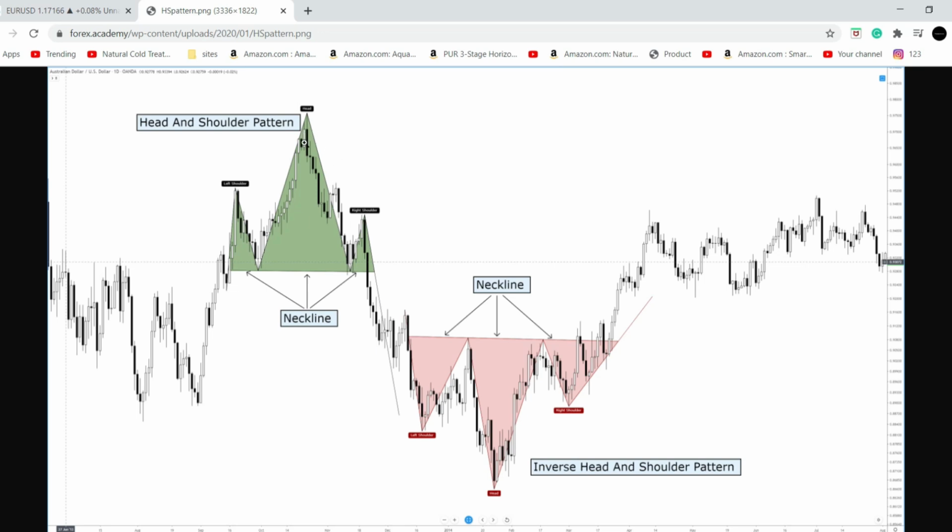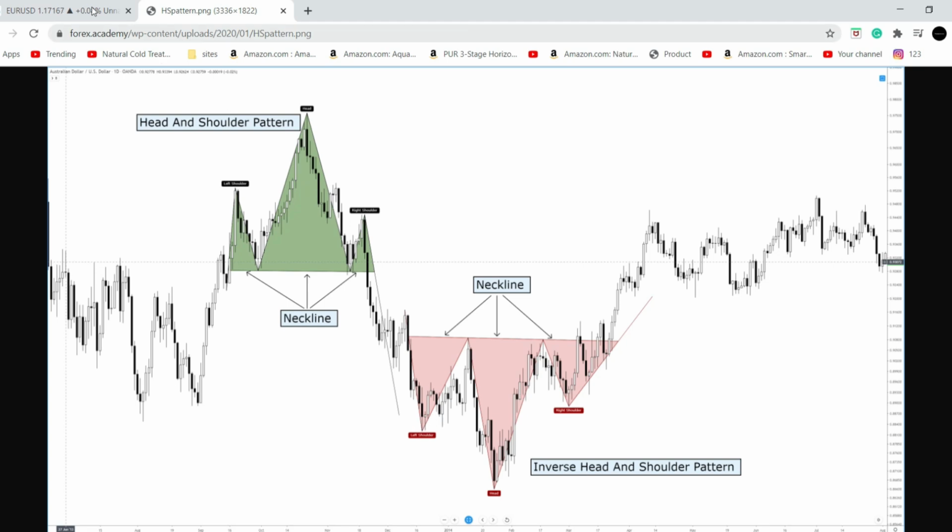Okay, so now if you don't know what a head and shoulders pattern looks like, it's this right here. We have the head, we have the left shoulder right here, we have the right shoulder right here. Okay, now the inverse head and shoulders is just the opposite. So you just flip this upside down. So we have the inverse head and shoulders right here. So we have the head right here, we have the left shoulder and the right shoulder.